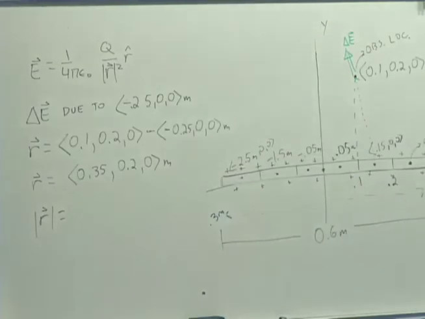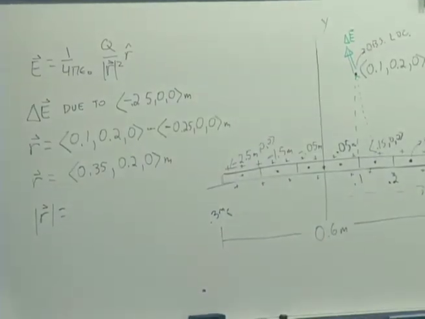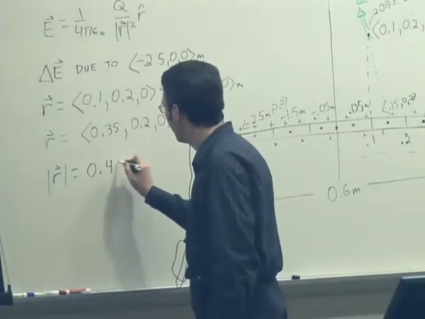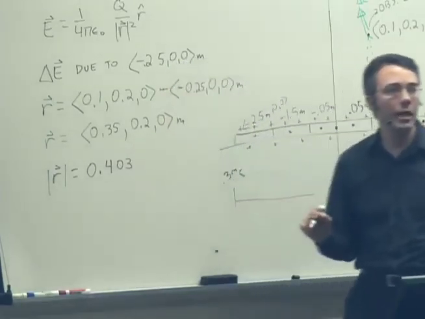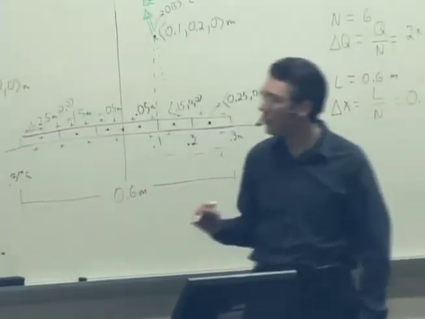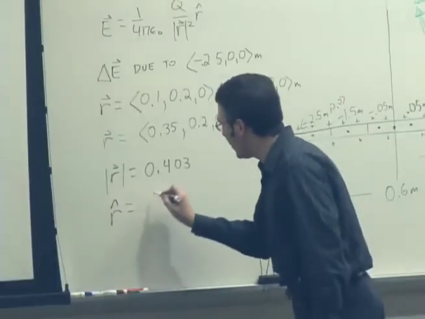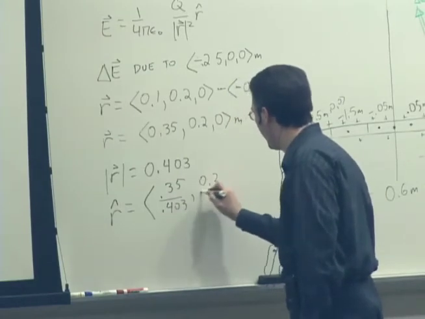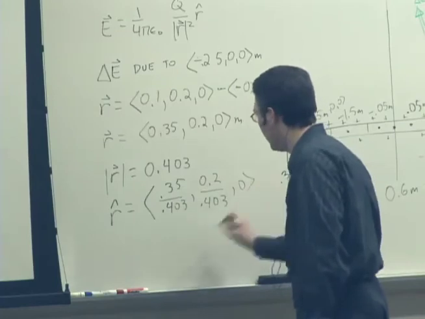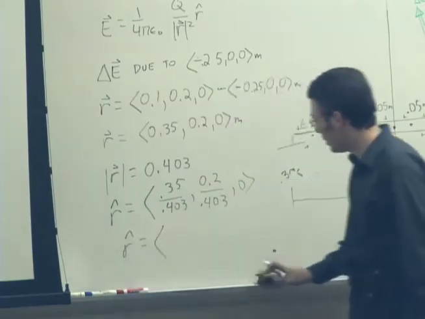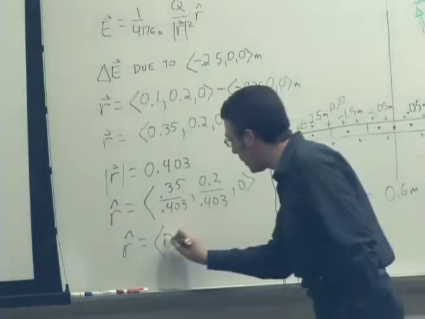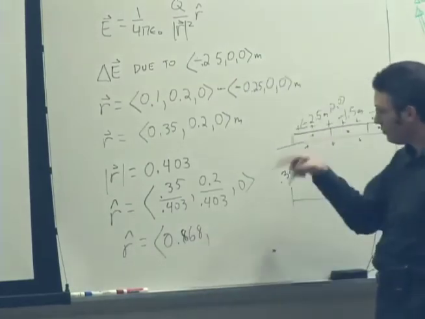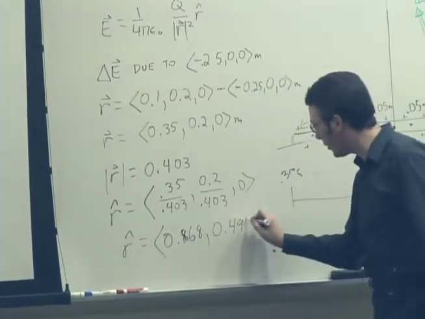Everybody take out a calculator. Calculate the magnitude of R. What do we get? 0.403. We agree? Anybody else get the same result? Okay, 0.403. Next, we have to find r hat. So we have 0.35 over 0.403, comma, 0.2 over 0.403, comma, 0. And that gives us what? 0.868, comma, 0.496, comma, 0. Okay?